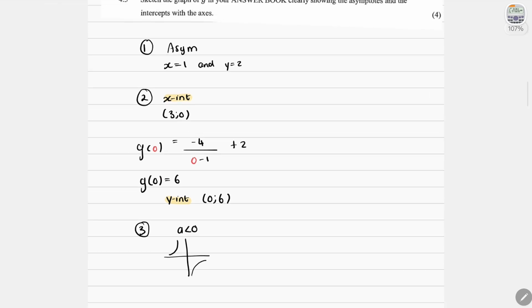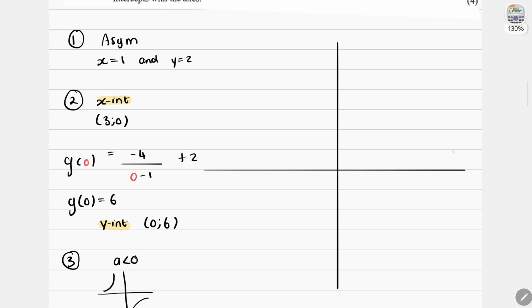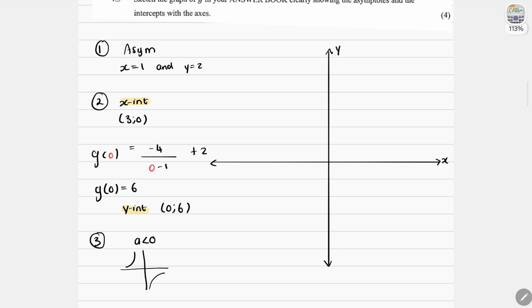So with the graph, just draw down a simple Cartesian plane. Make sure to label your x and your y axes. So now that we have that, the next step would be to draw the asymptotes, really the first step. You need to always make sure you have your asymptotes down so you know where not to go beyond. So x equals 1. This is a vertical line.